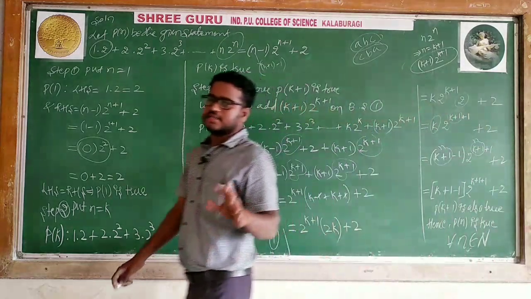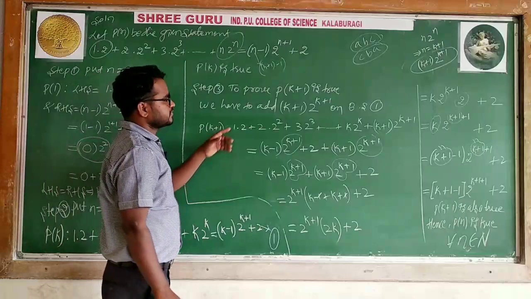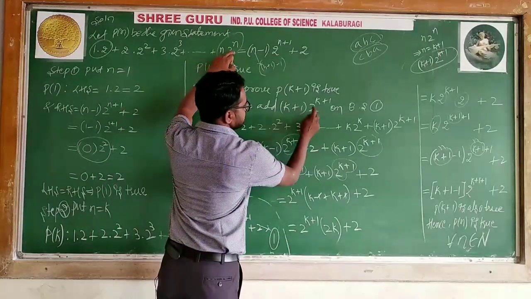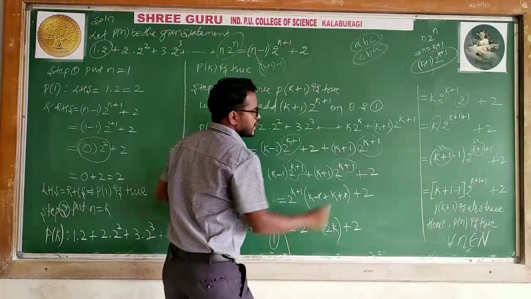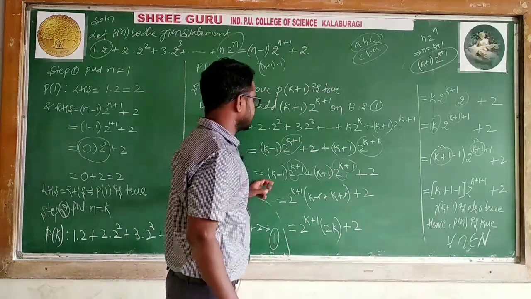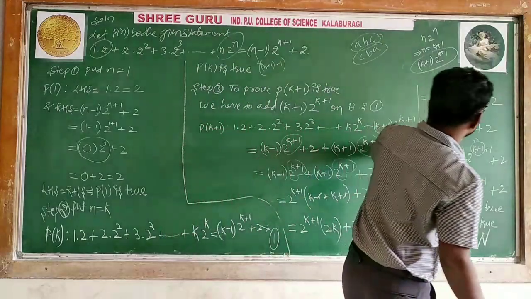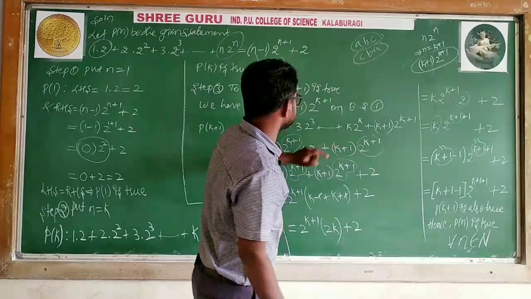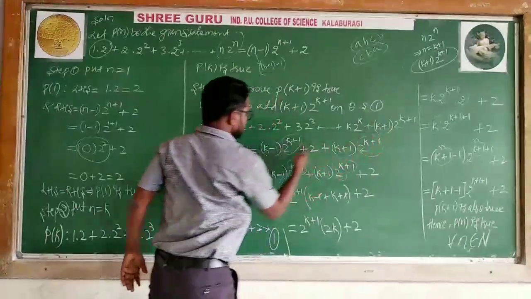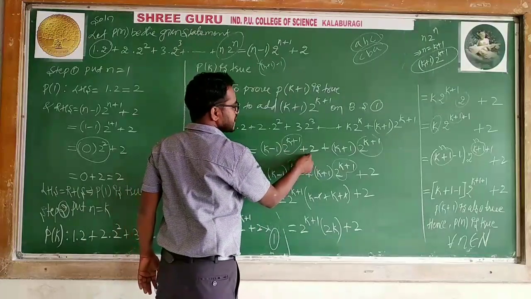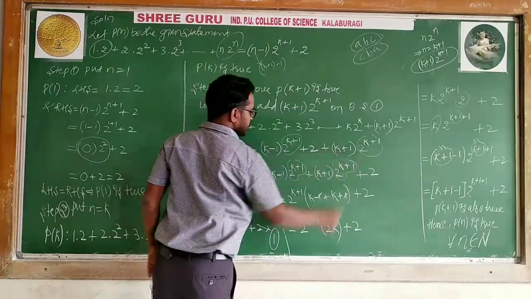The third step is the main one. In the third step, when I am adding n is k plus 1, 2 to the power k plus 1 is the additional term. I decided to add to both sides. I added here as well as in the case of the RHS, so I added here also 2 to the power k plus 1. After this I wrote: equal to k minus 1, 2 to the power k plus 1, plus 2, and I added plus k plus 1, 2 to the power k plus 1.